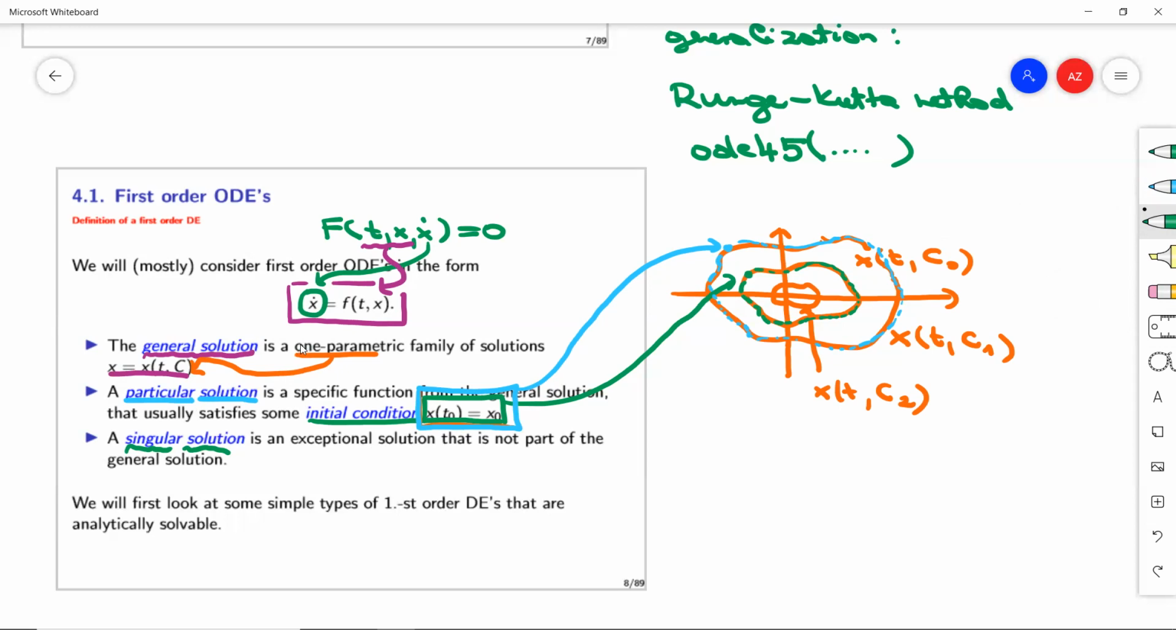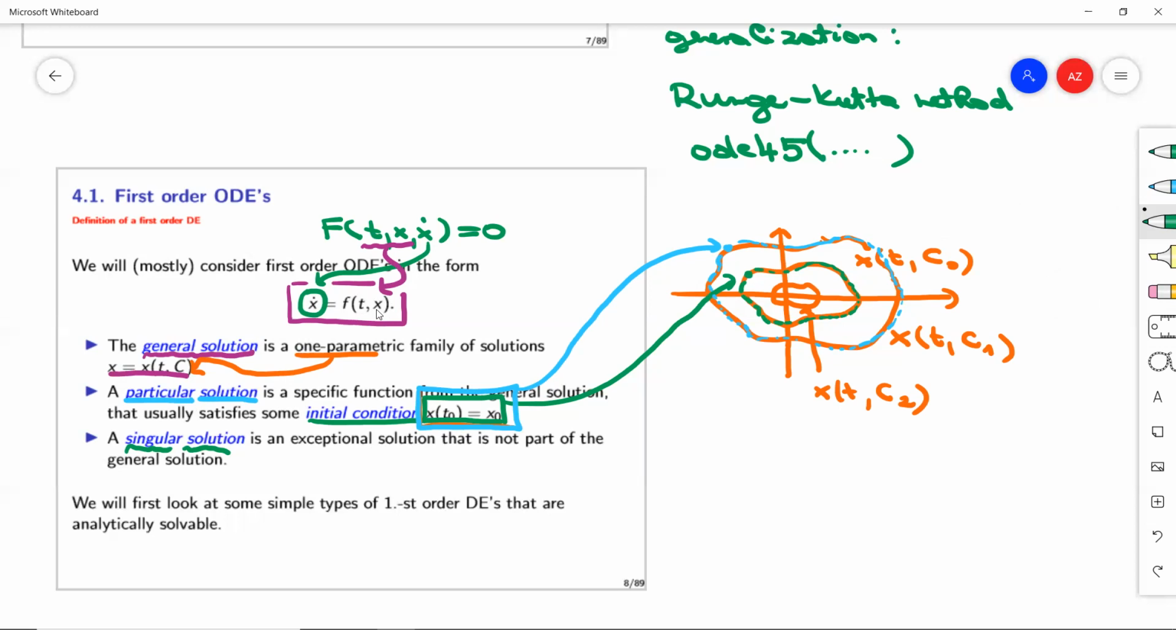Okay, and now we will focus on special right-hand sides of such a DE. So this function f of t, x can have a special form. And for those special forms, we will be able to solve such a DE analytically.